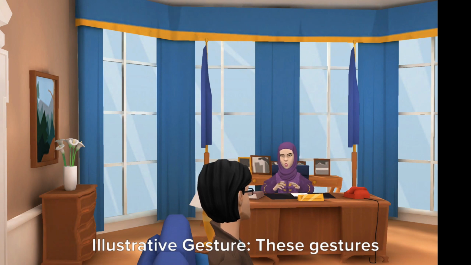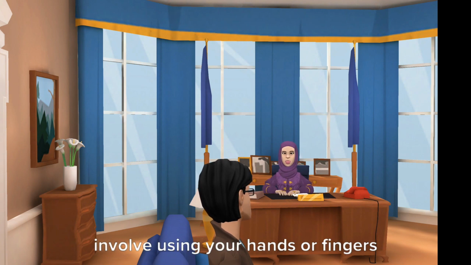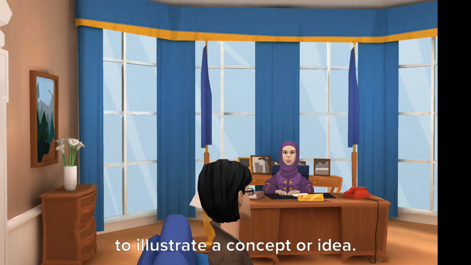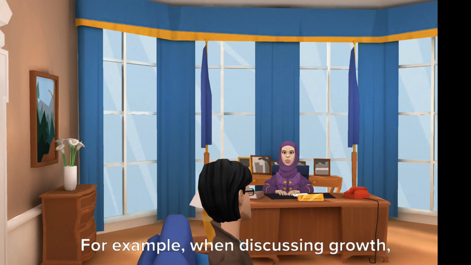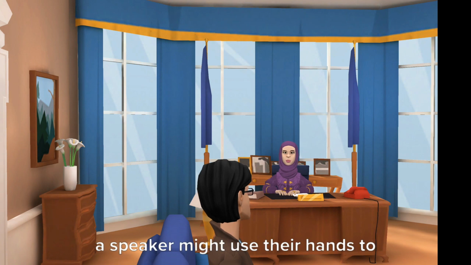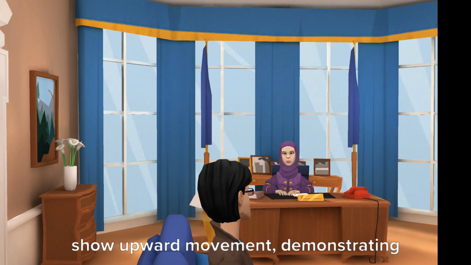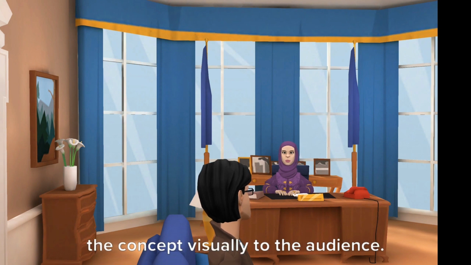3. Illustrative gesture. These gestures involve using your hands or fingers to illustrate a concept or idea. For example, when discussing growth, a speaker might use their hands to show upward movement, demonstrating the concepts visually to the audience.